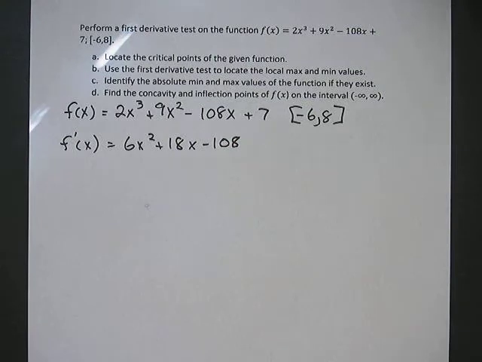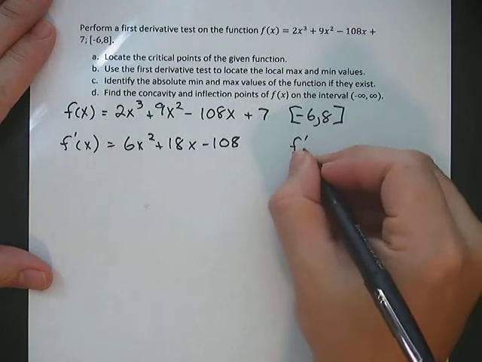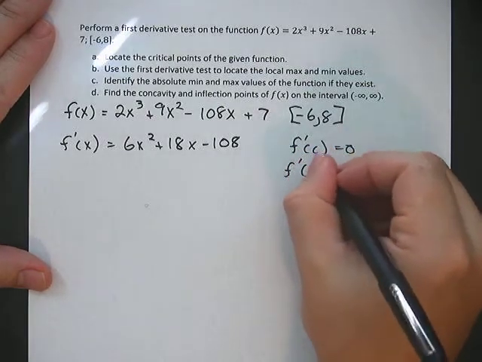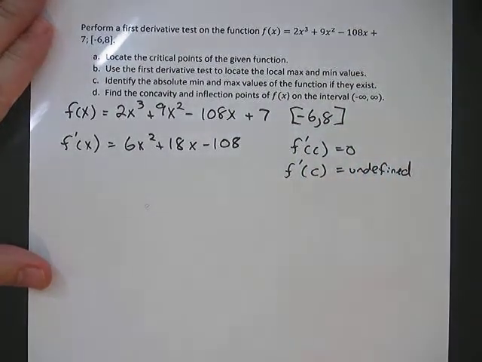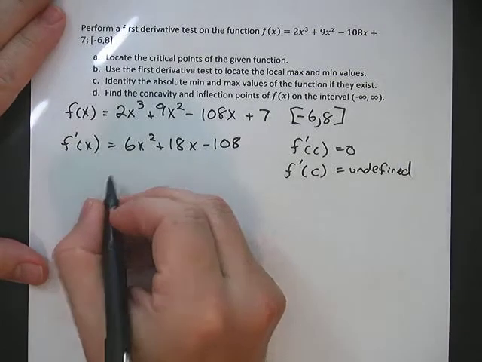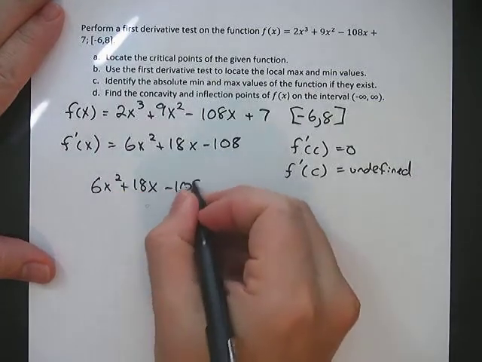In order to find the critical numbers or the critical points of a given function, we have to set the derivative equal to 0 and find either where f prime of c is 0 or f prime of c is undefined. Since this is a polynomial function, we're not going to find a place where f prime of c is undefined. But we could definitely find one or two places where it's equal to 0. So let's set this equal to 0.